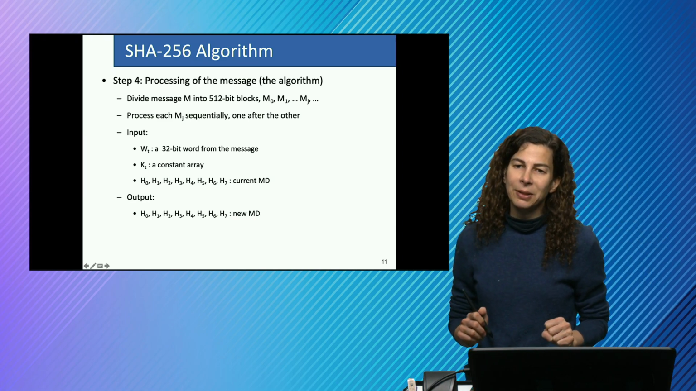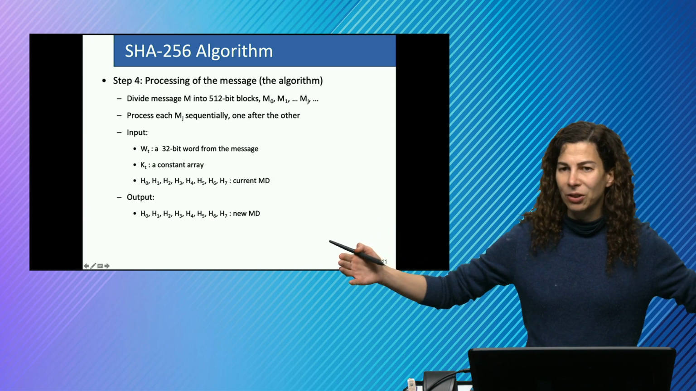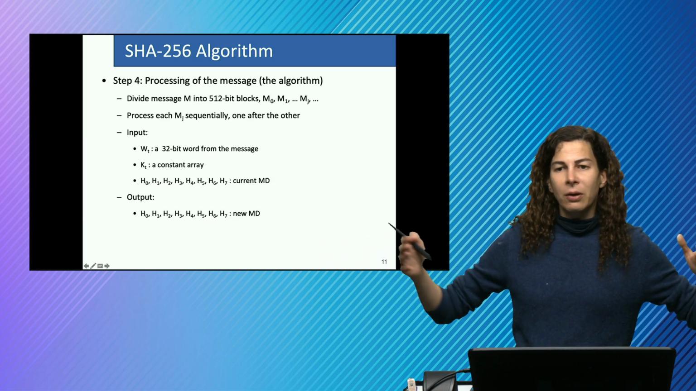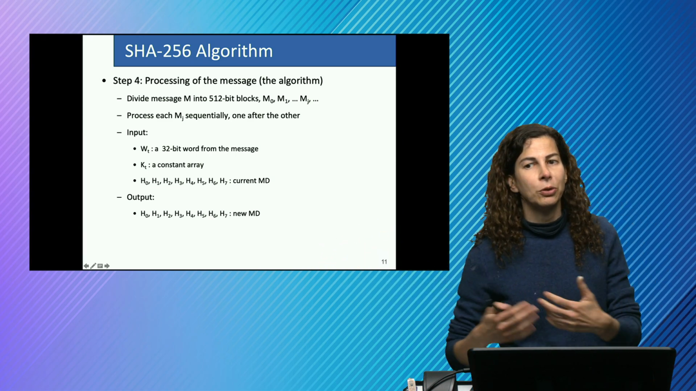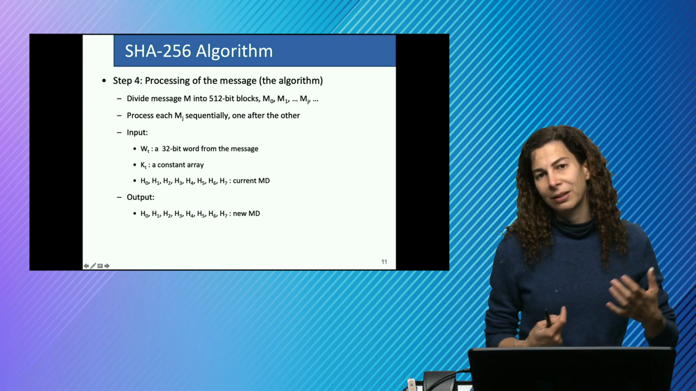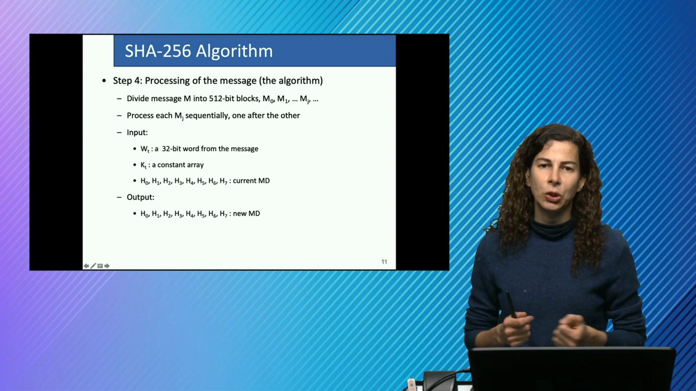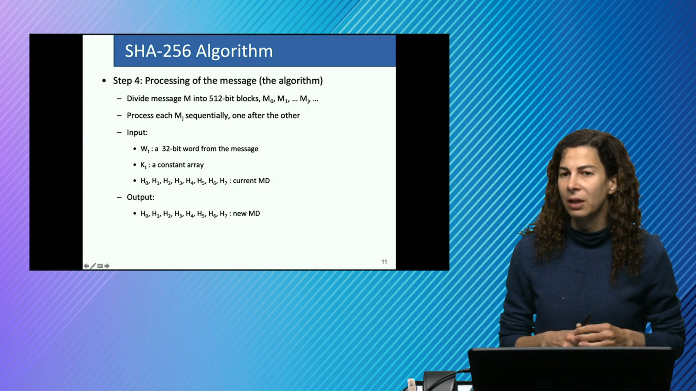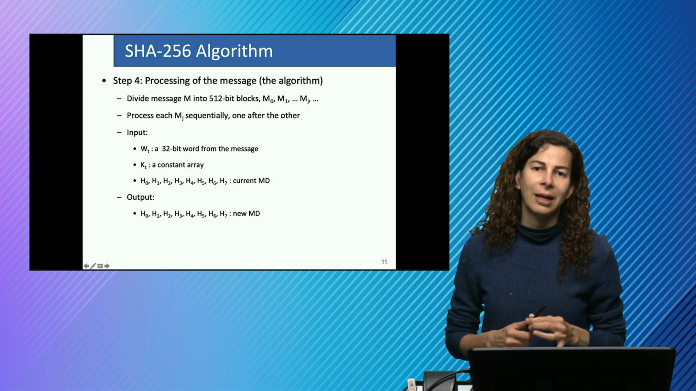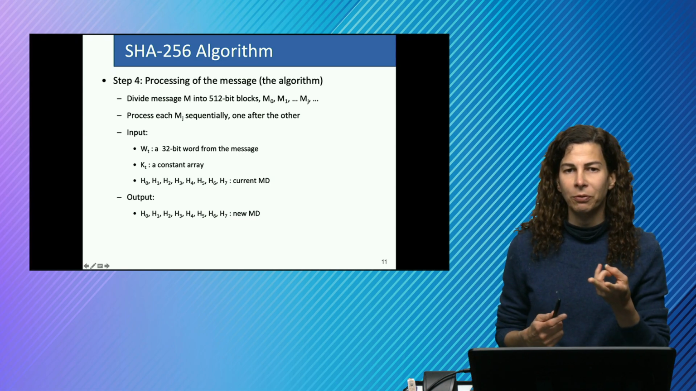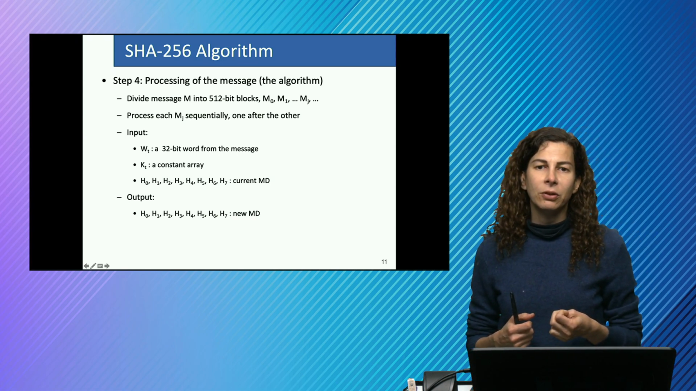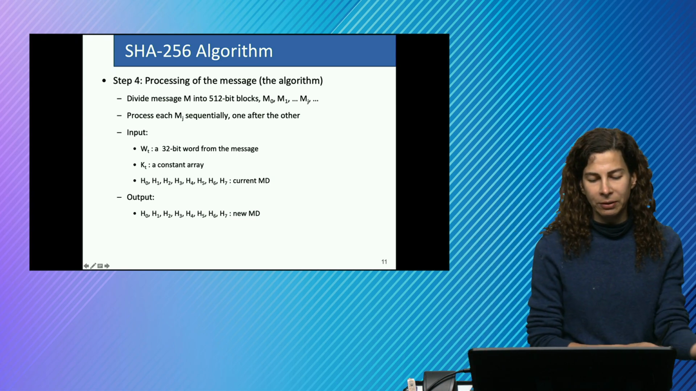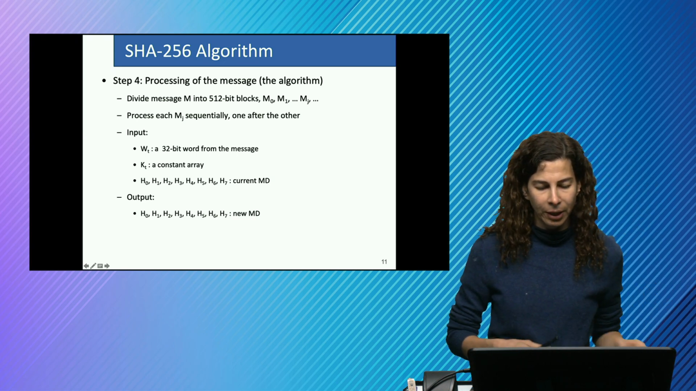Now, what happens is that, remember we get this message, which is multiples of 512. What we're going to do is sequentially process it, which means that we're going to chop this message into 512-bit blocks. In the example we had with 900 bits, this means that we have 2 of these 512 blocks, and then we're going to process each of these sequentially, one after the other.